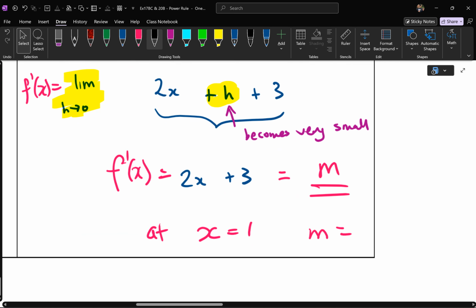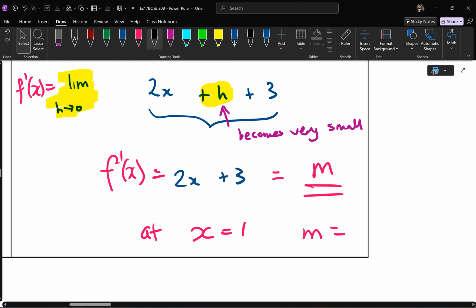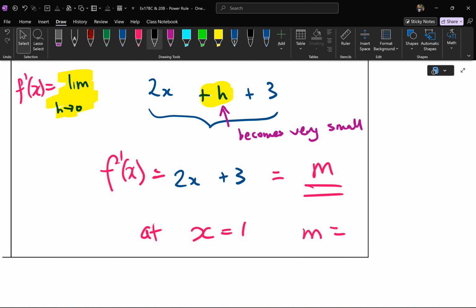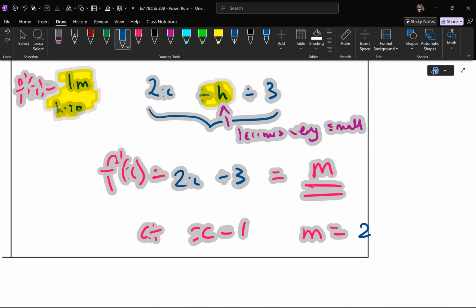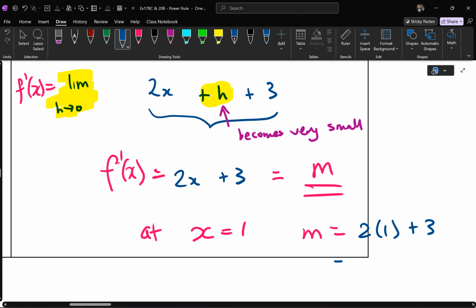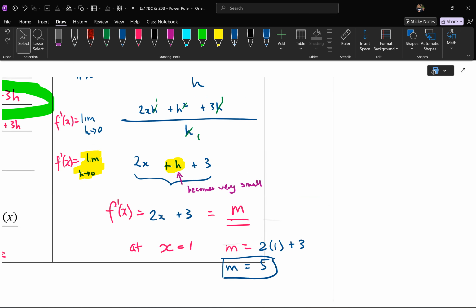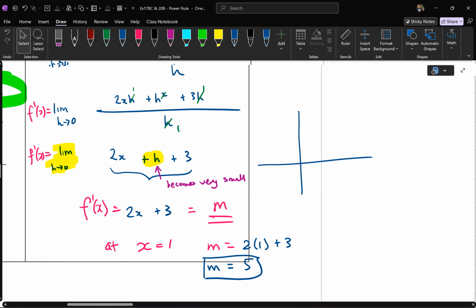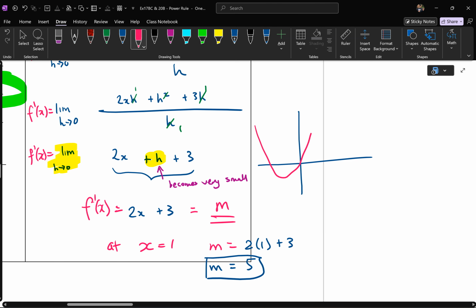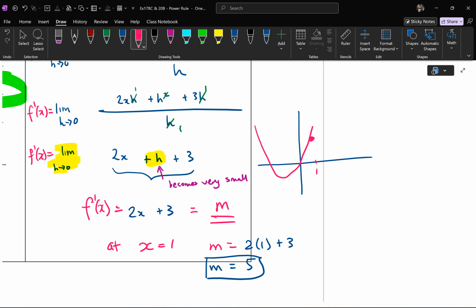So I'm going to zoom in. This will tell you m. That's what the theory was going to. This will tell you m if h, the second point, was infinitely small. If it's infinitely small, this is the result. But what do I want? I want it at x equals 1. So what does m equal? It becomes 2 times 1 plus 3. 2 plus 3 gives you 5. So in the graph that I drew for you before, when x is 1, the gradient of that line is 5.